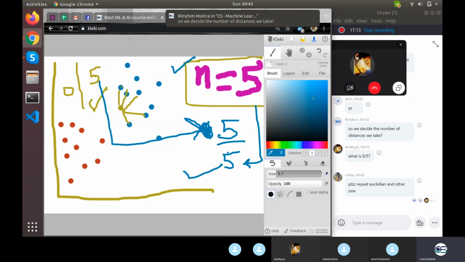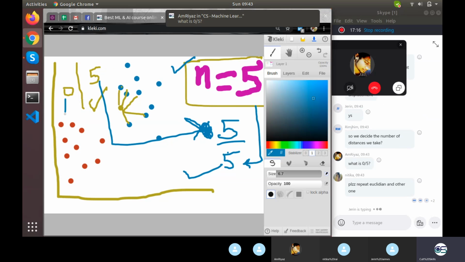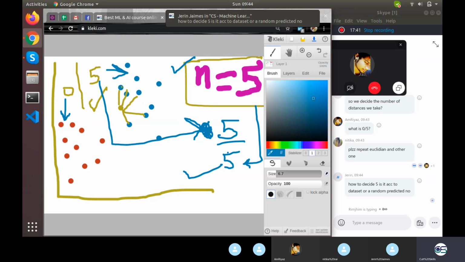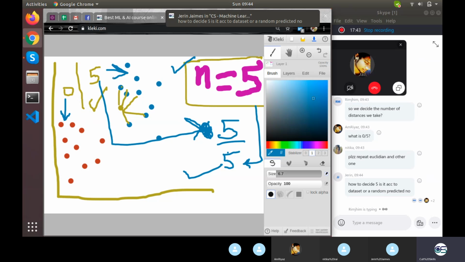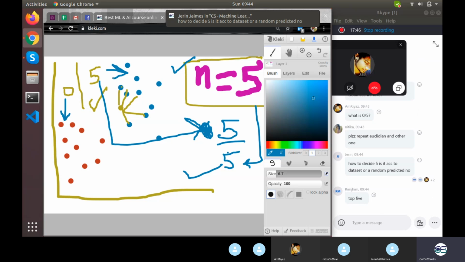What is 0 by 5? It is like this: out of the top 5, this class has 0 contribution and this class has total 5 contribution. Suppose you have made the world's best 11 as the cricket team, and then you are calculating that England gave 3 players, India gave 2 players, South Africa gave 1 player, Australia gave 2 players, and something like this. Top 5 exactly.